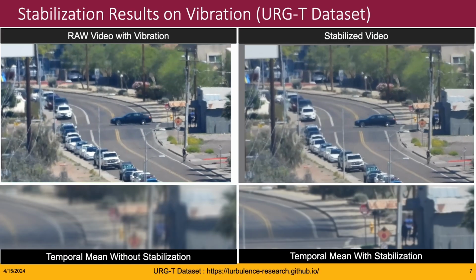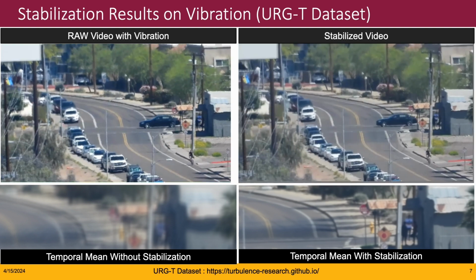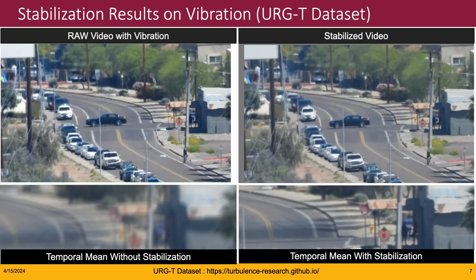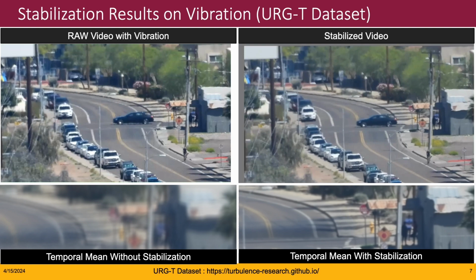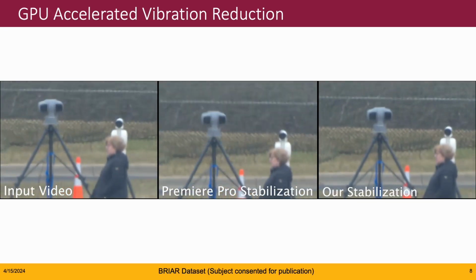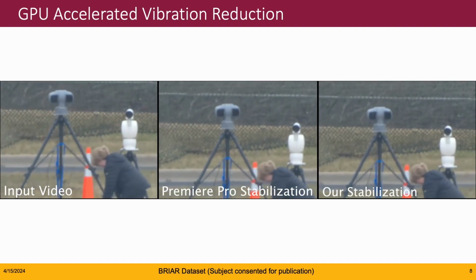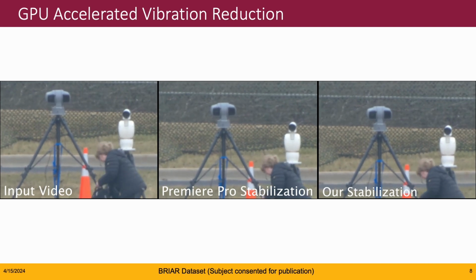We can see the stabilization is really useful here because if you take the temporal mean on the raw video, the image is really blurry. However, taking the temporal mean on the stabilized video is pretty sharp. Our method is particularly useful in extreme motion in long-range video, where Premiere Pro warp stabilizer fails to stabilize the video.